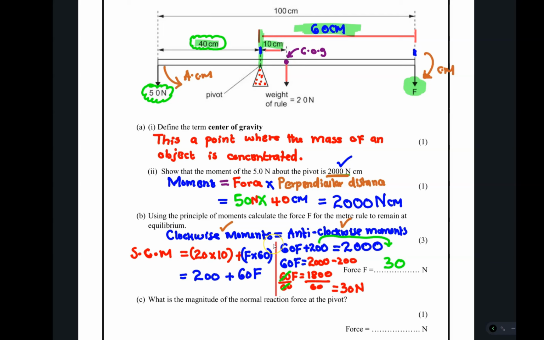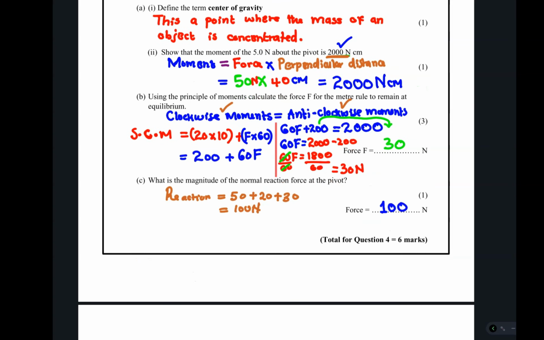So all these forces, F, 20 Newton and 50 Newtons, are acting downward. And the force that is supporting these forces, that is preventing the meter rule from going down, is the pivot force that is acting upward. So the normal reaction force is going to be 50 plus 20 plus that, which is 100 newtons. So you see the normal reaction will be acting upward like that. In some exams you can be asked to indicate the direction of the normal reaction. It will be acting upward, and that is 100 newtons.